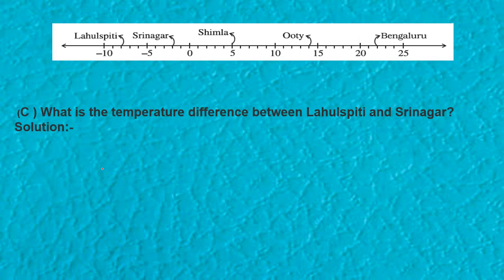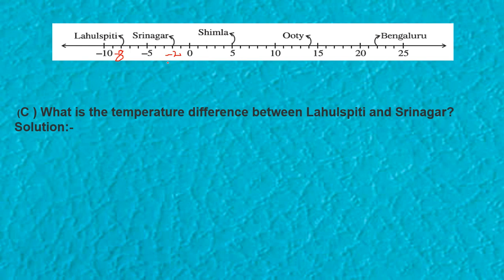Now in the same third problem, asking for the same temperature number line, what is the temperature difference between Lahaul Spiti and Srinagar? Now here observe the temperature for Lahaul Spiti, as we have found earlier, it is -8 degrees Celsius, and Srinagar is -2 degrees Celsius. So what we have to find? The temperature difference between these two. So -2 and -8.